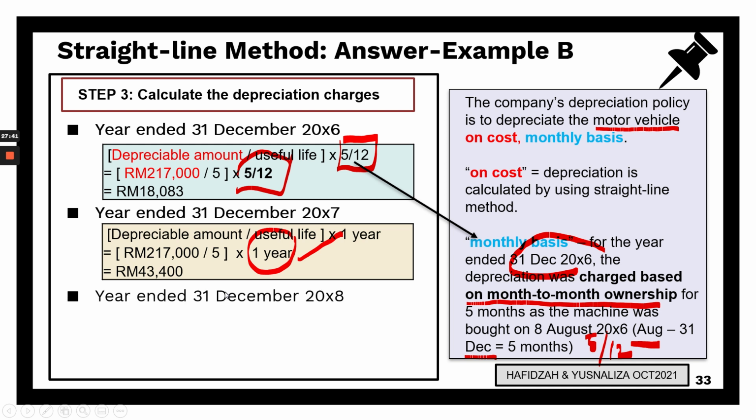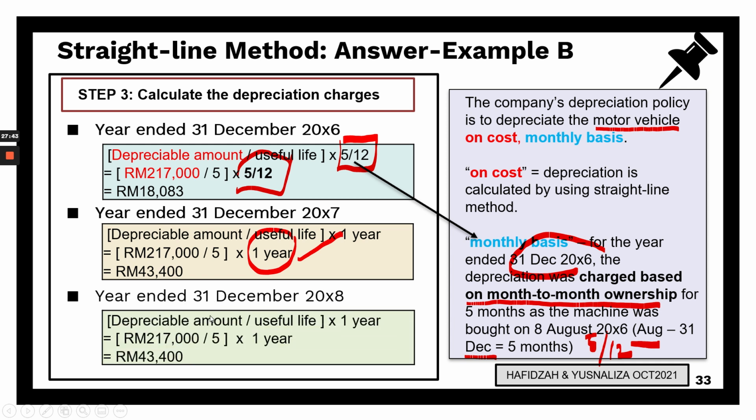And now the third year also would be the same. So the depreciation in the second and third year is the same, because Straight-line Method, and it was charged for full year. However, the first year is different because the monthly basis is being adopted.